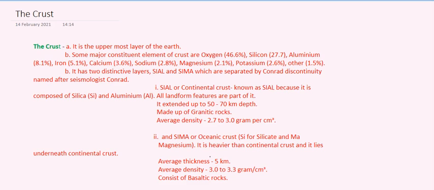The next layer is Sima, or the oceanic crust. It consists of silicate and magnesium. It is heavier than continental crust and lies underneath it. The average thickness of this layer is 5 km and the average density is about 3.0 to 3.3 gram per cubic centimeter. It consists entirely of basaltic rocks. Now let us move toward the next portion, that is mantle.